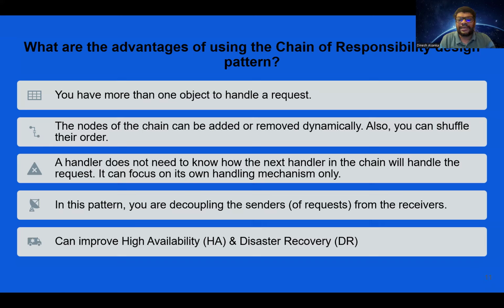Ideally, these handlers are working individually, independently. So they need to know what the next handler does. So basically they are independent. Sometimes they are loosely coupled. There are some relationships, but it can handle its own and pass the object to the next handler if it can't solve it.